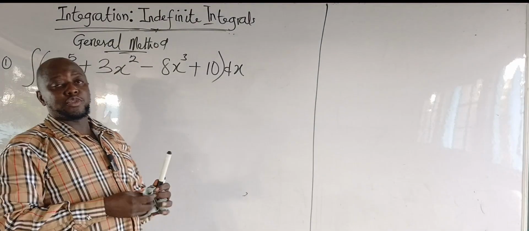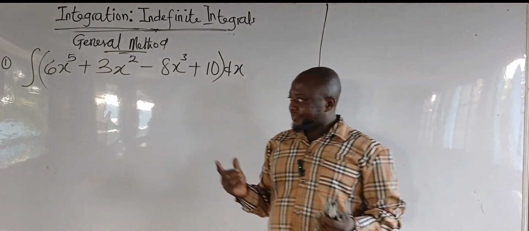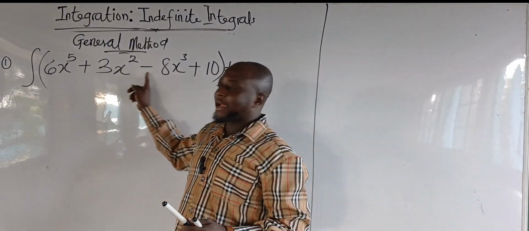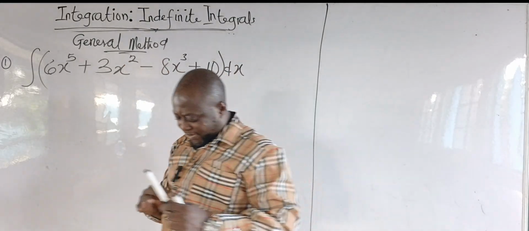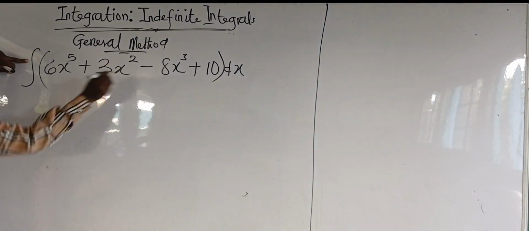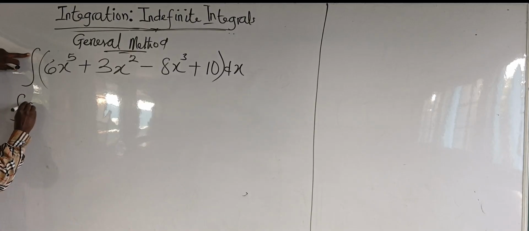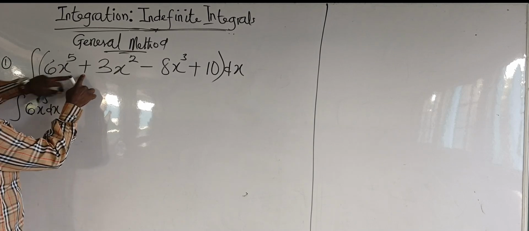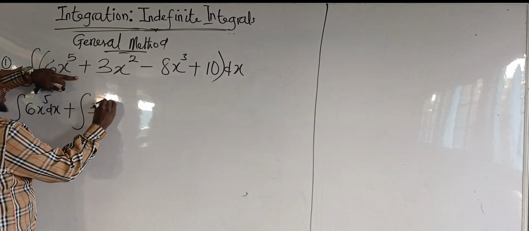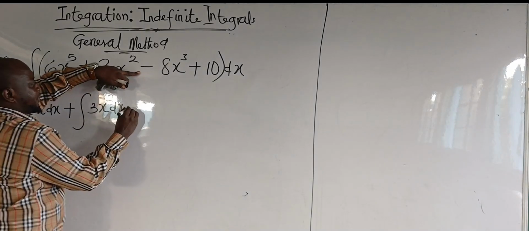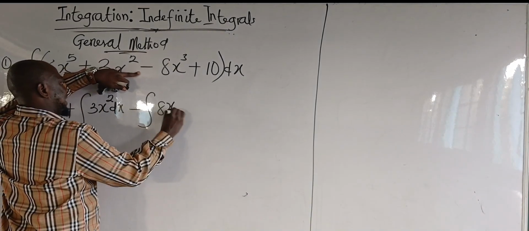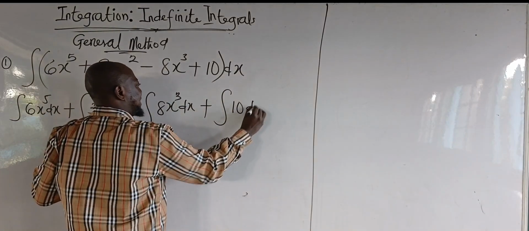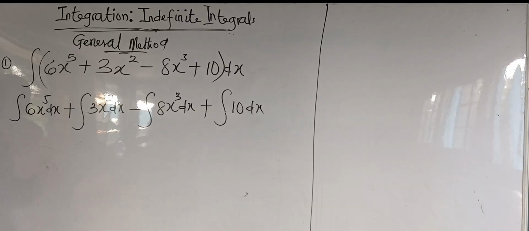So this is the first thing we need to do. How do we go about this? The first thing to note is that we are going to separate, because we have all these signs, plus, minus, and plus. We separate each of them with the integral sign, and add the dx to each. So first, I have 6x^5 dx plus this one, 3x^2 dx, then 8x^3 dx, always adding your dx, and then this last one. This is the first task.